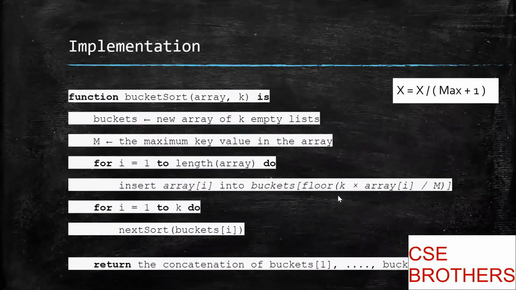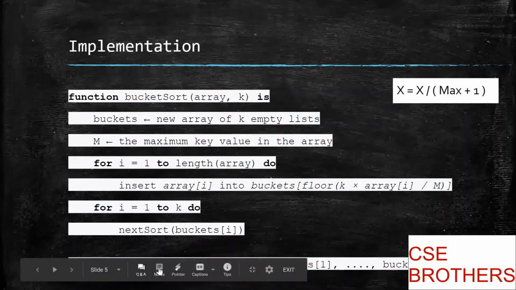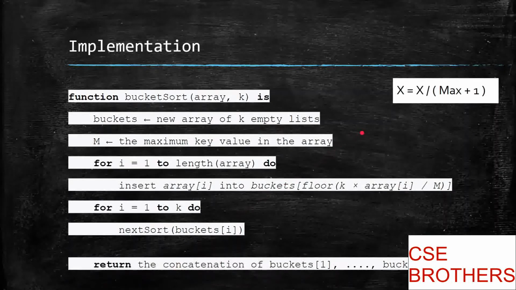So here is the implementation of bucket sort. Bucket sort requires input data to be uniformly distributed over the range 0 to 1. If input data is not over the range 0 to 1, then we can do that by applying this formula: x equals x upon max plus 1, where x is an input data element and max is the maximum element available in the input array.